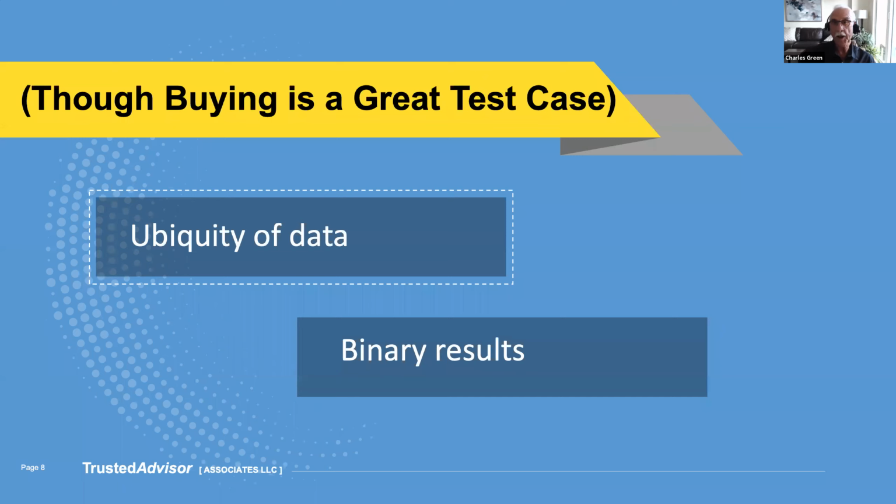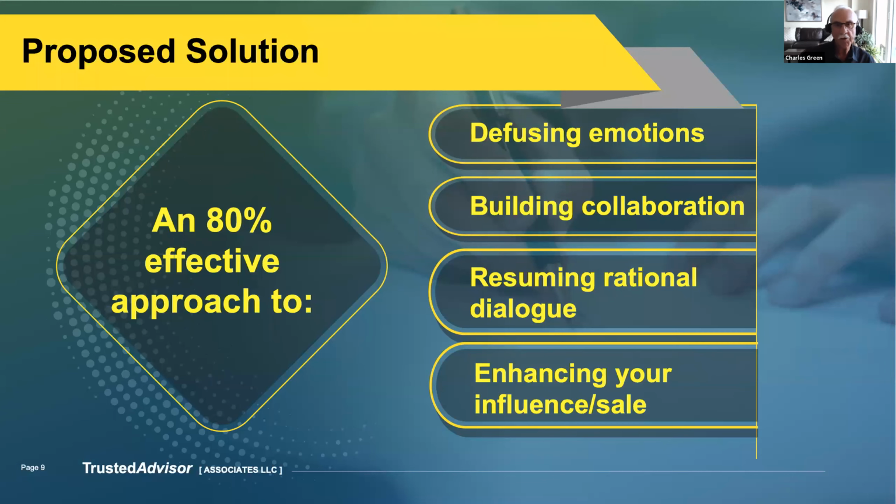But selling happens to be a great test case because there's a lot of data out there and you get binary results. They either bought or didn't buy. So there's a lot of clarity from using that as examples. So here's what I'm going to suggest to you.